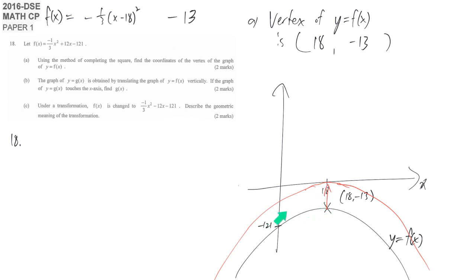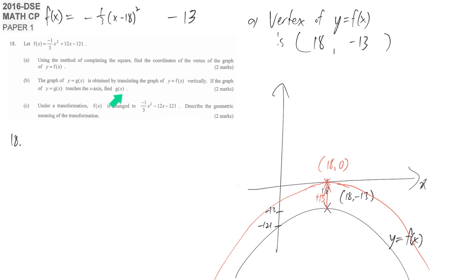And then how do you know how many units to translate upward? You just look at the original height of the vertex. The height of the vertex is -13. To make it reach 0, the new vertex is (18, 0) because they say it touches. So the vertex will touch the axis. That means it's translated upward by 13 units.